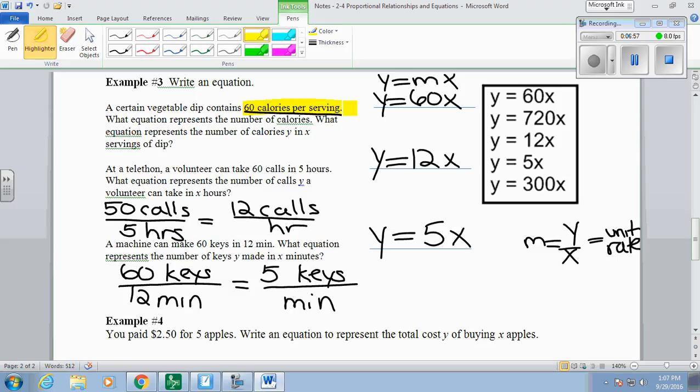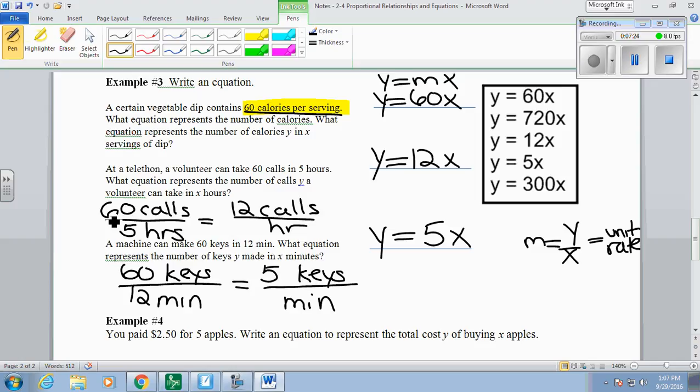I'm sorry, hold on. I put the wrong thing down, not 50, it should be 60. So if we take 60 and divide it by 5, 60 calls divided by 5 hours, we now get our unit rate of 12 calls per hour. So Y equals 12X would be our equation. We're substituting the unit rate in place of the M.